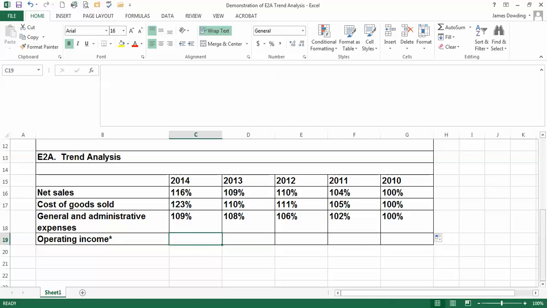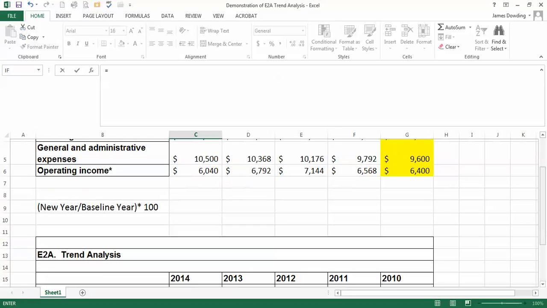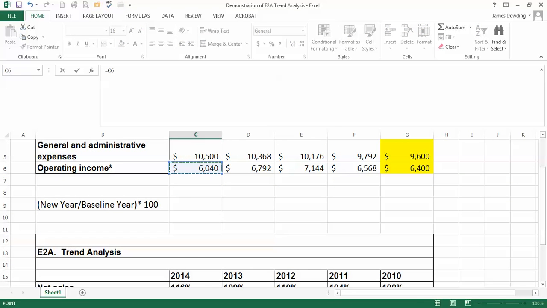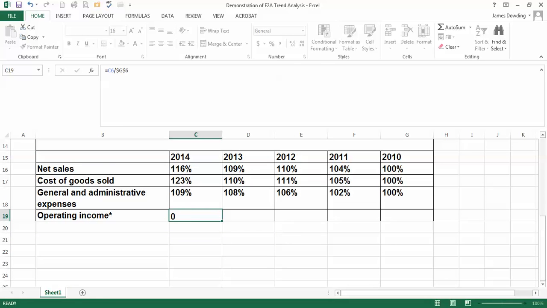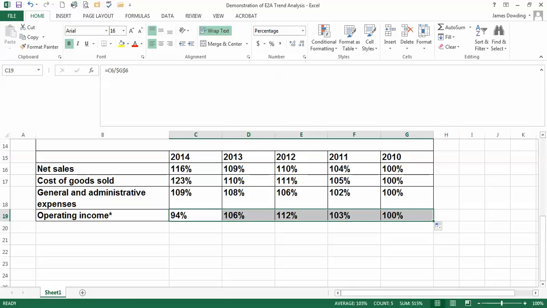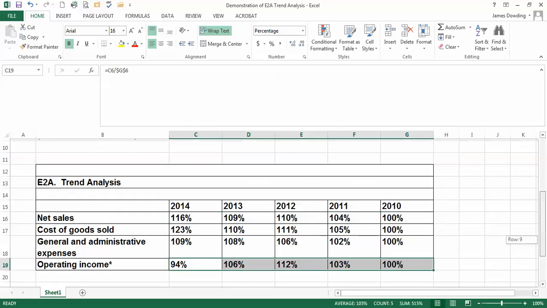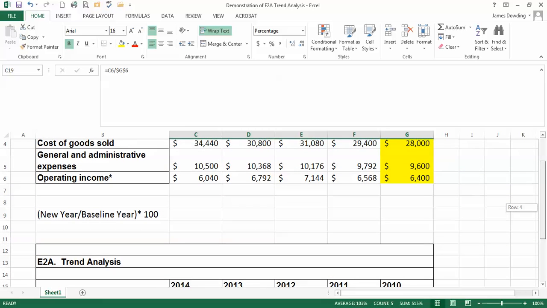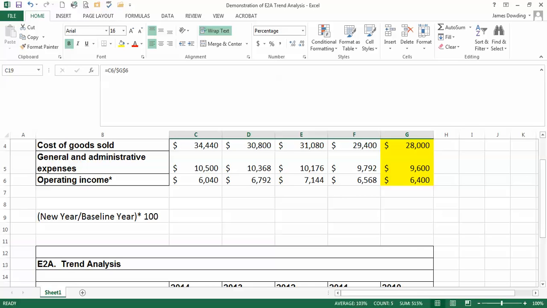Let's finish with our operating income. What we want to do is equal sign 6,040 divided by our 6,400. I'm going to make that absolute, F4. Accept it. Make it a percent. Now, with 94%, this is something you want to do to check yourself. As we look at our operating income of 6,040, it is less than our baseline year, so it should be less than 100%.